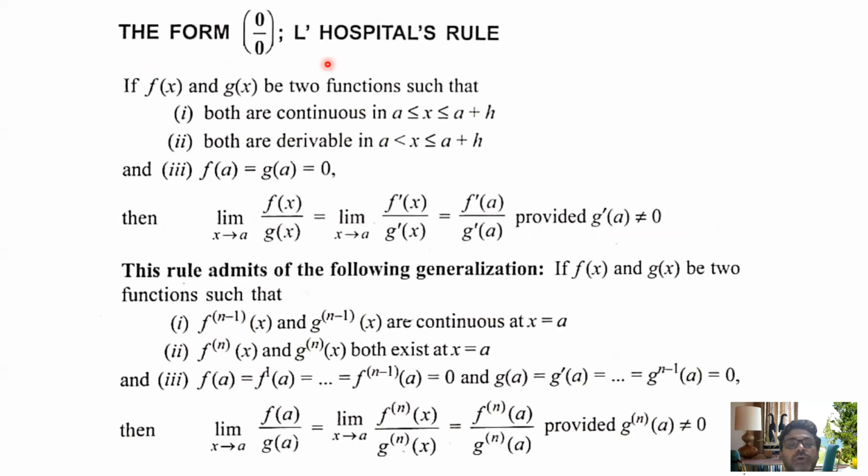The form 0/0, L'Hospital rule. If f(x) and g(x) are two functions such that both are continuous in a ≤ x ≤ a+h, both are derivable in a < x ≤ a+h, and f(a) equals g(a) equals 0, then limit x tends to a f(x)/g(x) equals limit x tends to a f'(x)/g'(x) equals f'(a)/g'(a), provided g'(a) is not equal to 0.